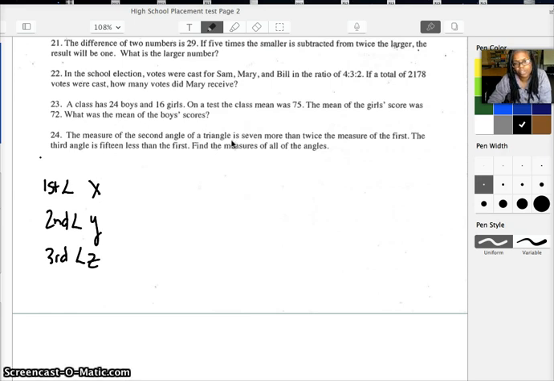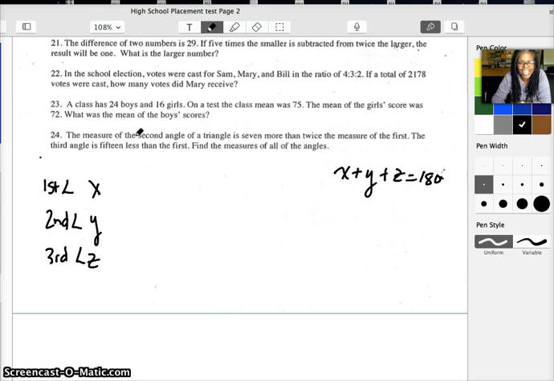The measure of the second angle of a triangle is 7 more than twice the measure of the first. The third angle is 15 less than the first. Find the measure of all the angles. So here's what I know. First of all, don't forget what you know. You know that x plus y plus z has to equal 180, because that's the interior angle sum of a triangle. I'm going to get rid of this little 0 here because it looks bad. That was supposed to be 180 degrees, but it looked like something else.